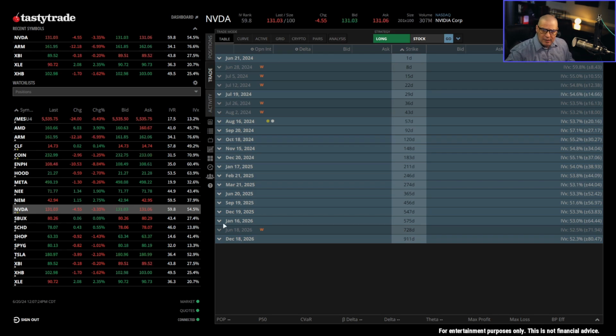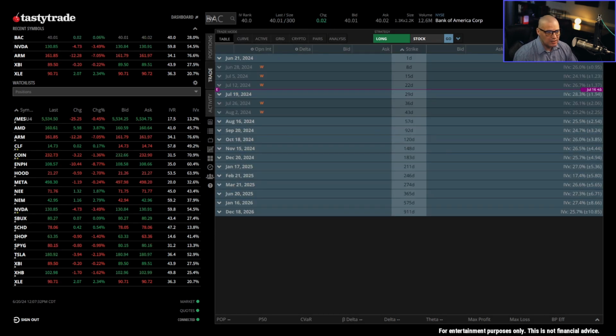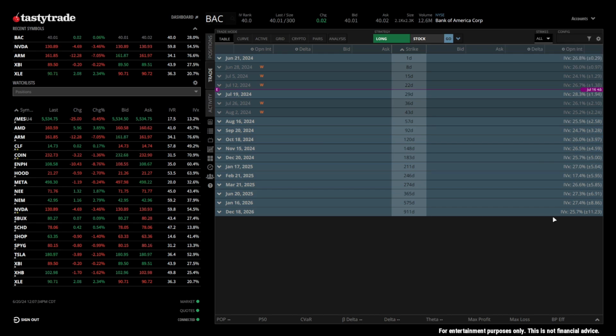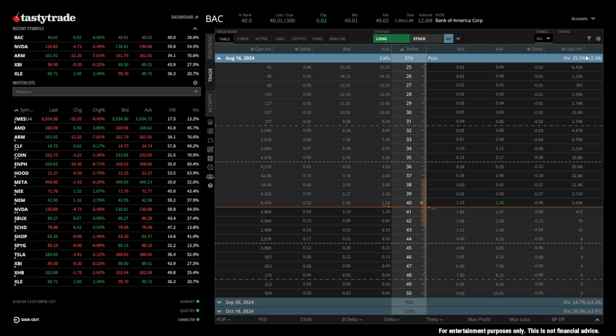So tech stocks typically have pretty high IV. I know financial stocks typically have pretty low IV. So let's take a look at BAC, Bank of America. Let's see what the IV in Bank of America currently is. If I go to the 57-day options chain, you can see its IV is only 25.5%. So about half of what NVIDIA's IV was.